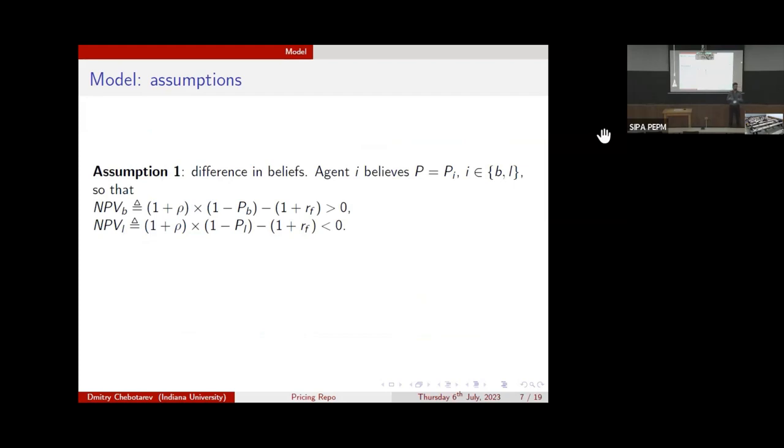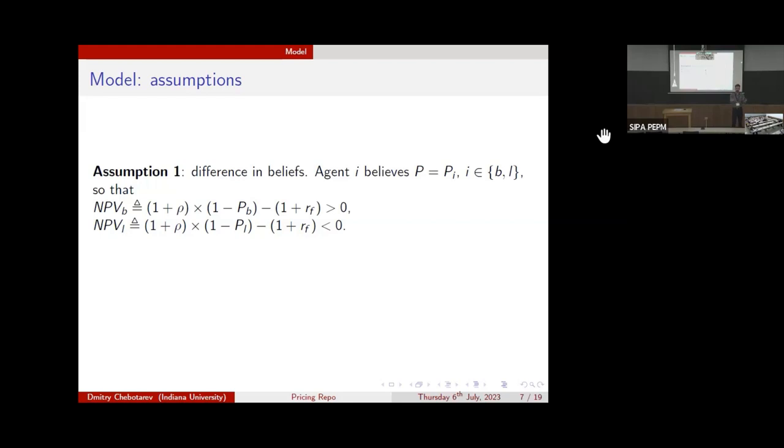So the borrower thinks that the product has quality and convenient and quite low probability of default. And the lender does not think so. The lender thinks the probability of failure is high, and therefore is reluctant to lend money to the borrower if the borrower does not provide the collateral.